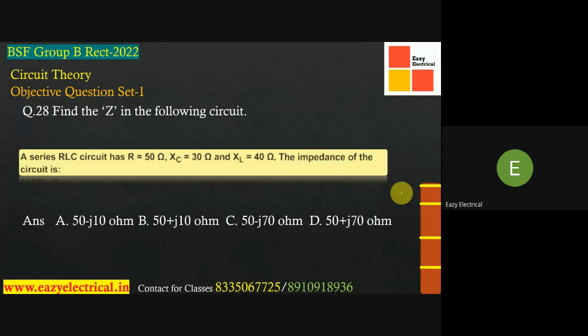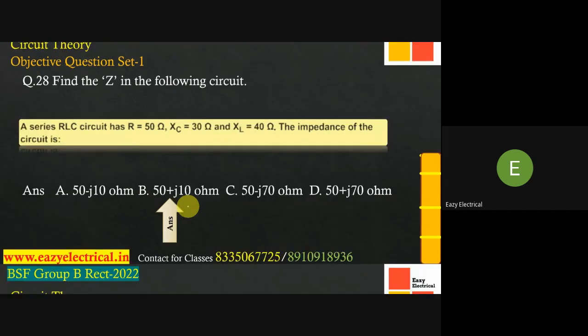একটা সিরিজ আরএলসি সার্কিটের কথা বলেছে যেখানে আর এল এবং সি আর এক্সএল এক্সসির ভ্যালু দেওয়া আছে। সো হোয়াট উইল বি দ্য ভ্যালু অফ ইম্পিডেন্স? ইম্পিডেন্সের ভ্যালু কত হবে? কত হবে গো বলো? দেখো এক্সএল গ্রেটার দেন এক্সসি আছে, রাইট? তো আর প্লাস জে এক্সএল মাইনাস এক্সসি এটা করে দাও, তাহলে অ্যান্সার বেরিয়ে যাবে। ডিএটা J10, 50 plus J10, very easy. Now coming to next question.